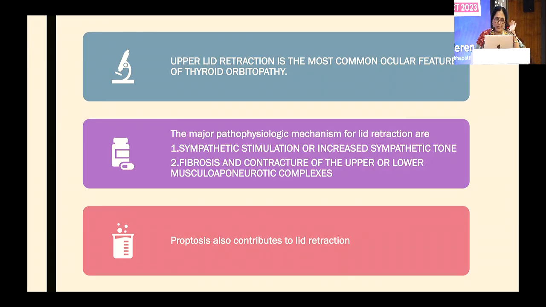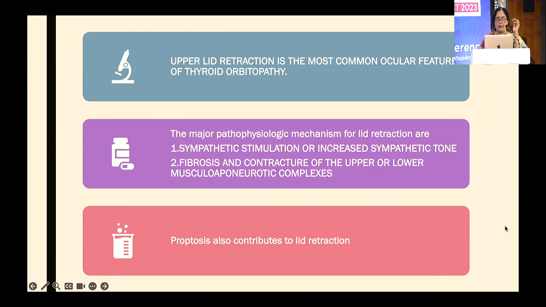I'm not going to talk about the Rundle's curve, the other features, or the classifications. I'm going to concentrate on two things. One is lid retraction, which is the commonest feature, and the second, which is not very often dealt with, is the psychosocial impact of thyroid orbitopathy on the patient.